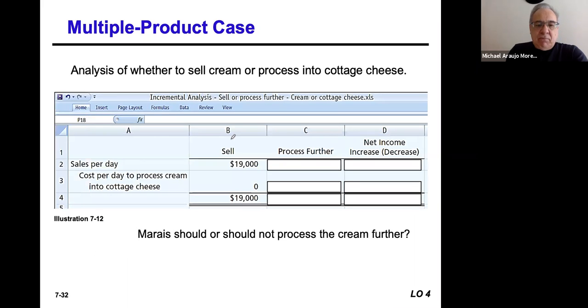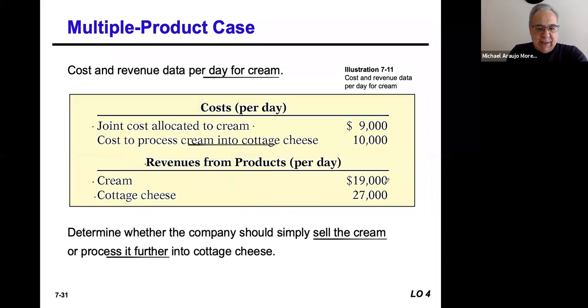All right. So if we sell the cream as is, it's 19,000. We may go back and see where we're getting this number here. It's 19,000, right here.